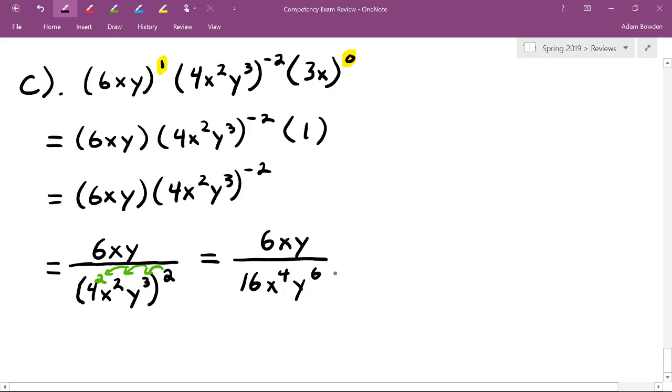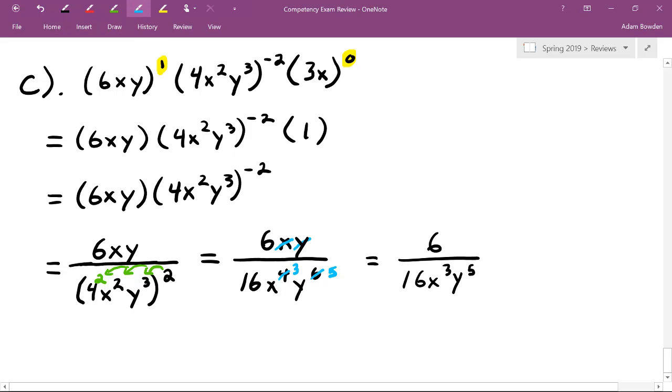And now we're going to be able to reduce and simplify. There's a y on top. We can cancel that out with a y underneath to leave us 5 underneath. There's an x on top. We can cancel that out with 1x underneath to leave us x to the 3rd. So what we're going to get is just a 6 on top, all over 16x cubed, y to the 5th.